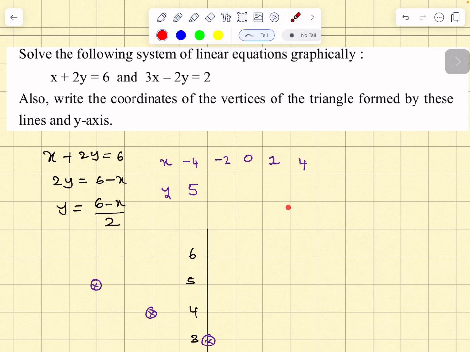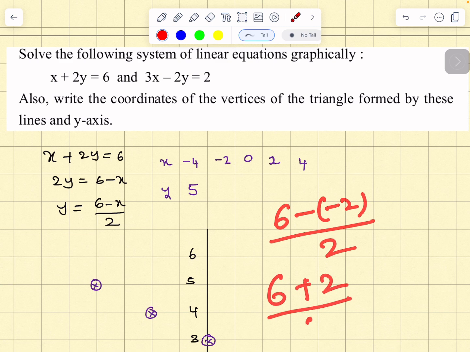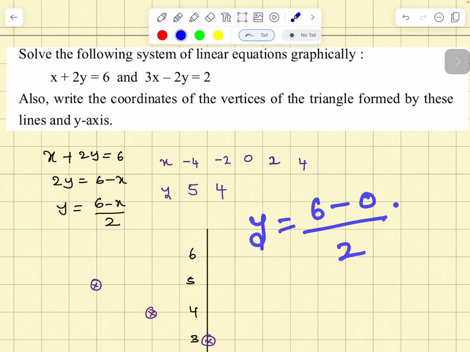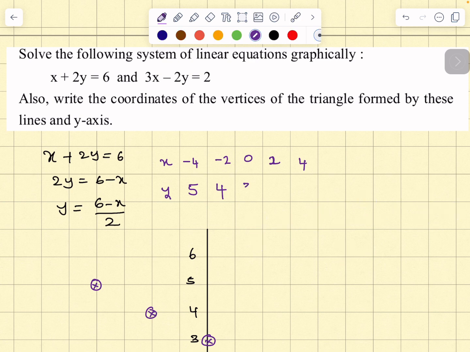Now when x value is minus 2, 6 minus of minus 2 by 2, so 6 plus 2 by 2, that is 8 by 2, which is equal to 4. When x coordinate is minus 2, then y coordinate is 4. Write here 4. So when x value is 0, what is the y value? In the place of x, you put 0, 6 minus 0 by 2, so 6 by 2, which is equal to 3. When x value is 0, then y value is 3. Write here 3.